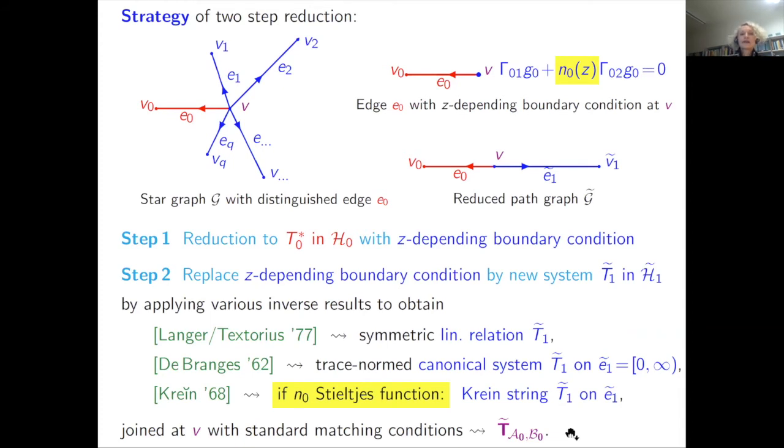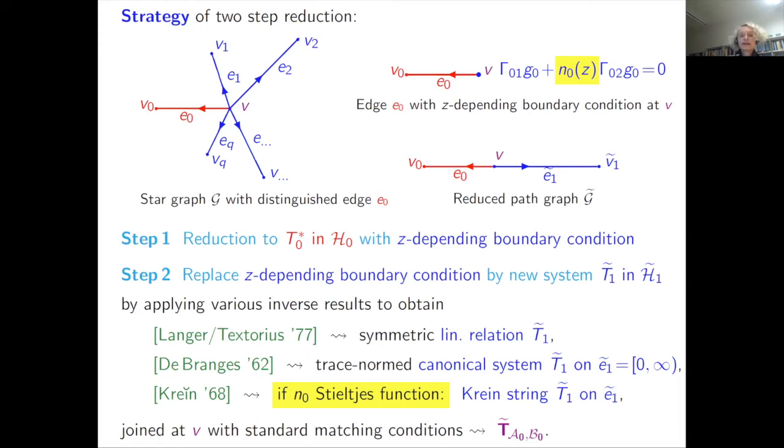So altogether, somehow we reduced first this blue part here. First, we condensed it into one boundary condition, and then by means of all these different inverse results, we unfolded this spectral parameter dependent boundary condition into a new system, and we have some influence on what type this system has.